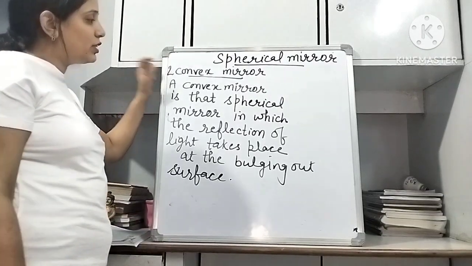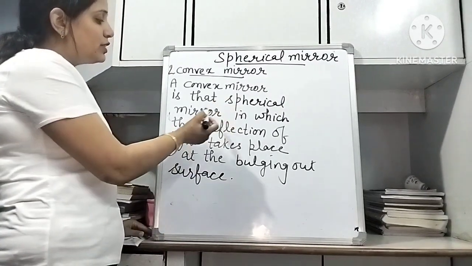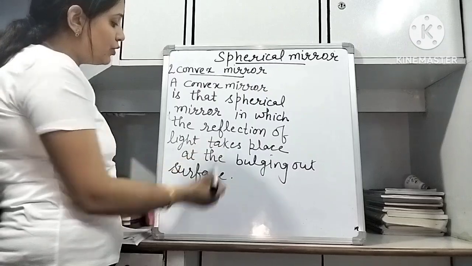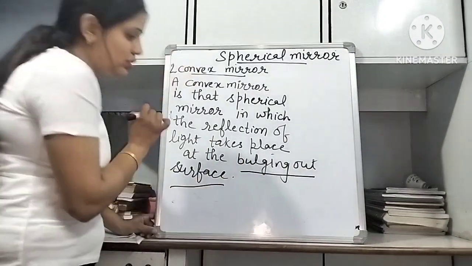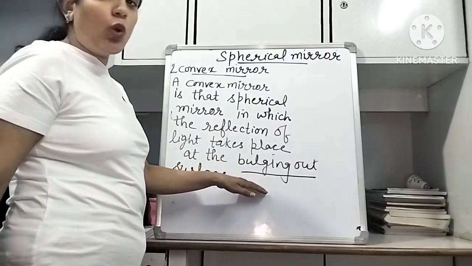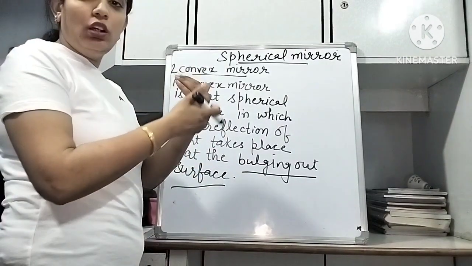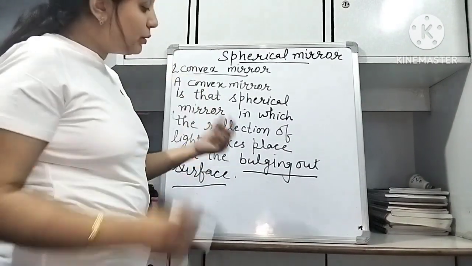Now the second mirror is the convex mirror. A convex mirror is that spherical mirror in which the reflection of light takes place at the bulging out surface. What do you mean by bulging out? Bulging outward means उभरा हुआ.